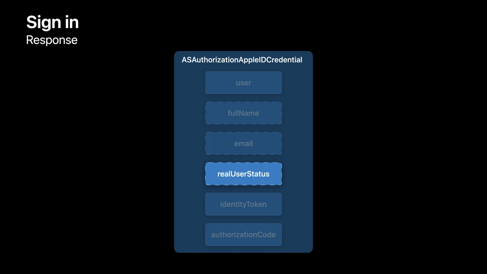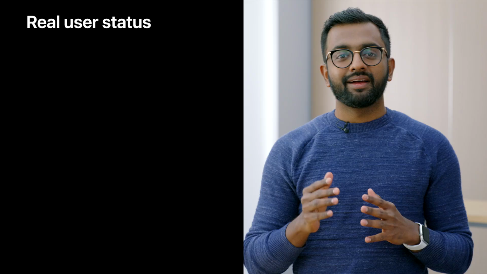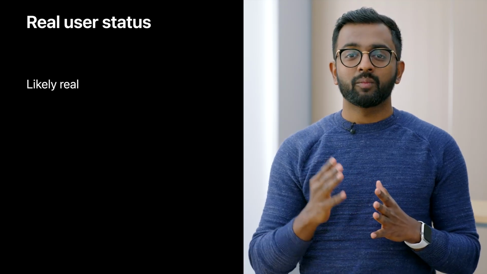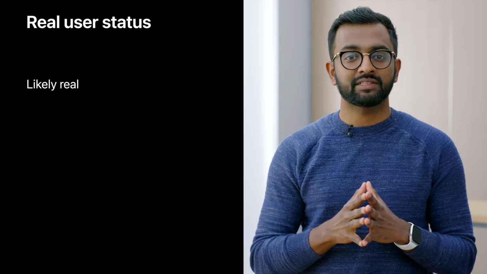Real user status is a high confidence indicator on how likely the user is real. It is calculated using on-device machine learning, account history, and hardware attestation whilst preserving the user's privacy. There are 3 types for real user status. Likely real means the user appears to be a real person. Provide this user with the best experience, such as skipping additional fraud verification checks like CAPTCHAs.